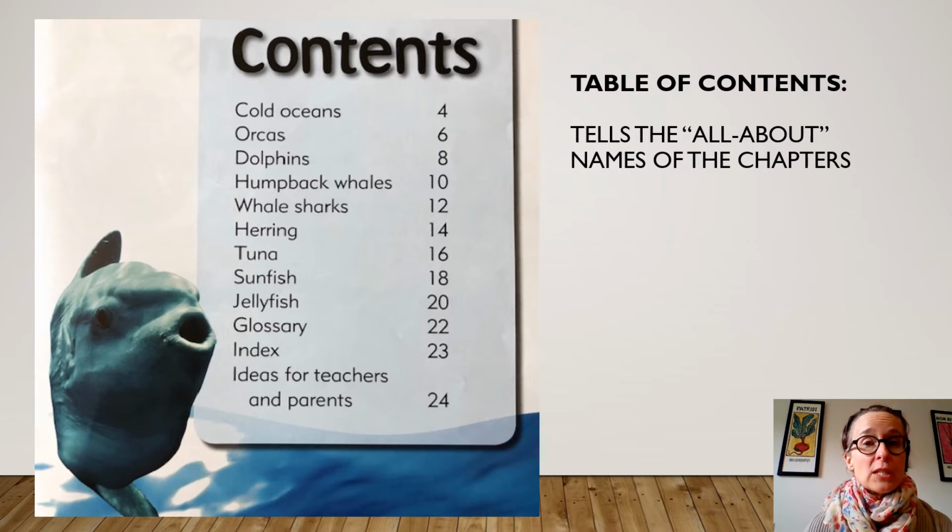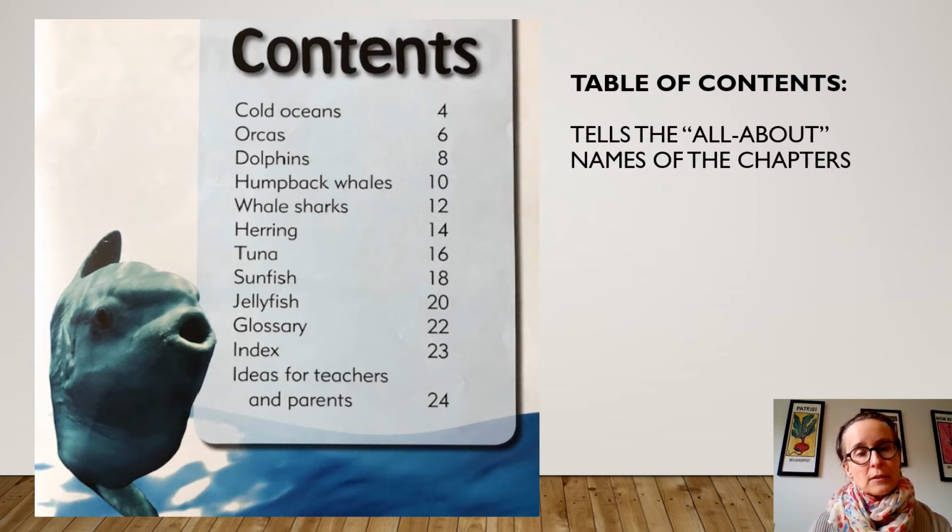Now I'm going to use the table of contents, or often it just is listed as contents. The contents of a nonfiction book tells the all about names of the chapters. So when I look at this table of contents, I see that the chapters are called Cold Oceans, Orcas, Dolphins, Humpback Whales, Whale Sharks, Herring, Tuna, Sunfish, Jellyfish. There's a glossary, there's an index, and there are ideas for teachers and parents.